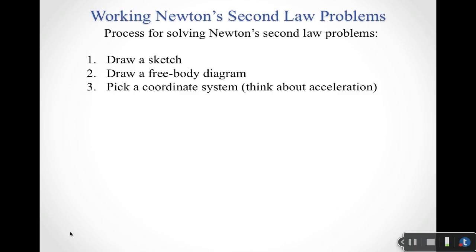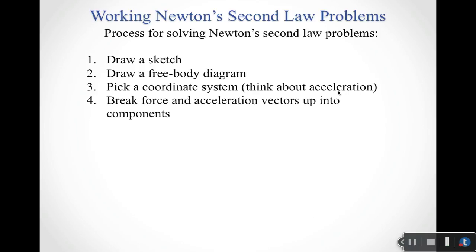Then we're going to pick a coordinate system. And again, one of the things that we'll emphasize is knowing the direction of the acceleration helps. So if we use the direction of the acceleration as one of our coordinate directions, that's going to really simplify the math in the problem. So we'll use what we know about objects speeding up or slowing down to figure out what's going on with the acceleration, and then use that to help us pick a coordinate system.